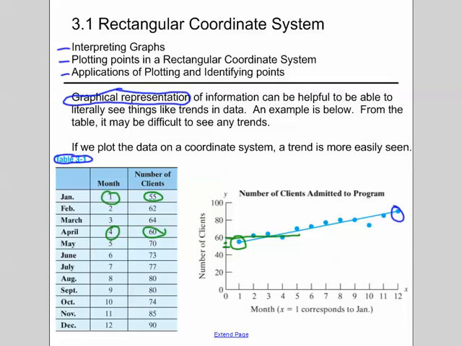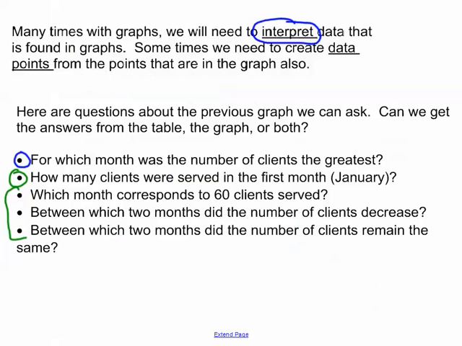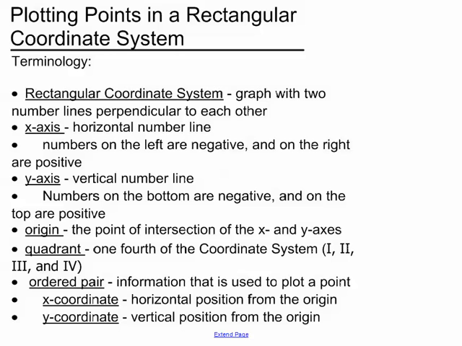All right, here's 3.1, I guess 3.1B. We're still talking about the rectangular coordinate system. We've talked about this in 3.1A. We went through a little bit of information about comparing and contrasting whether we can find information better from a table or from a graph. Some questions lend themselves to a table, some questions lend themselves to a graph. So let's talk about the rectangular coordinate system, how it's set up.